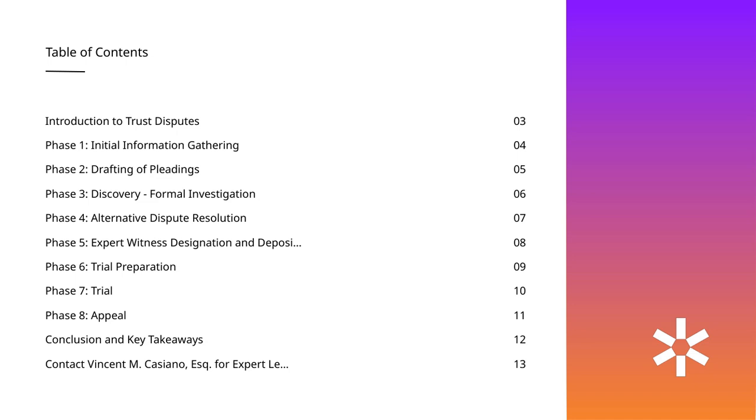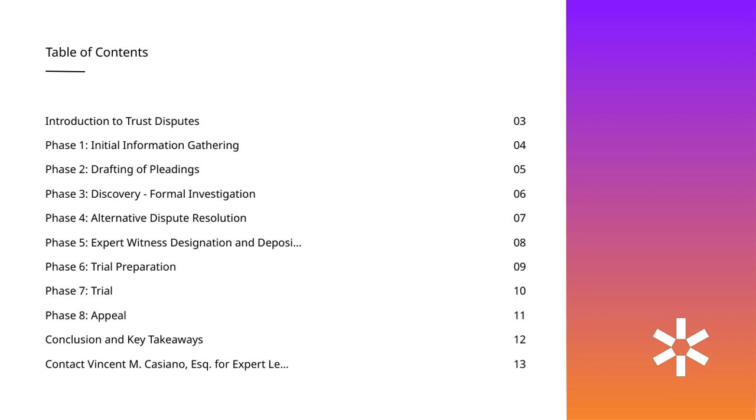First, we'll start with an introduction to trust disputes to set the stage for what we're discussing. Then, we'll walk through each phase of the process, beginning with Phase 1, Initial Information Gathering. This is where we collect all relevant facts and documents to understand the dispute thoroughly. Next, Phase 2 involves drafting of pleadings, where we prepare the legal documents that formalize our claims or defenses. Moving on to Phase 3, Discovery, which is a formal investigation process. Think of it as the exchange of information to build our case.